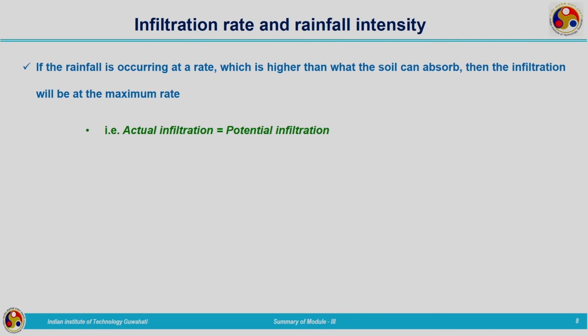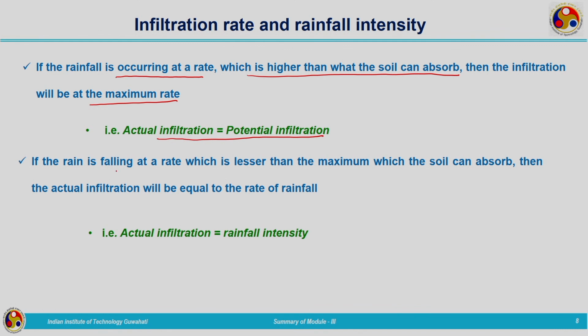So, while comparing infiltration rate and rainfall intensity, if the rainfall is occurring at a rate which is higher than what the soil can absorb, the infiltration will be at the maximum rate, that is, actual infiltration will be equal to potential infiltration. The rainfall is having a higher value than that of the infiltration rate. So, we are having a sufficient amount of water present there. So, if a sufficient amount of water is present, the infiltration taking place will be the potential infiltration.